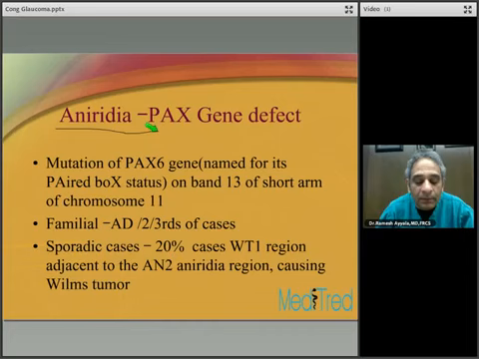Two, they can have angle abnormalities leading to glaucoma. Usually this is seen between 10 and 20 years of age, in teens, because of retraction of the iris stump towards the angle, closing the trabecular meshwork and causing glaucoma. Three, they can develop cataracts.